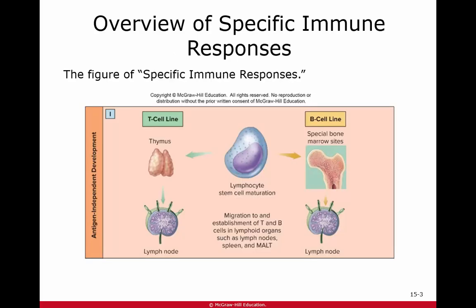This is a figure of specific immune responses, or how the lymphocyte system develops. First, over here on the left is the T cell line, and we've got these in the center. There are lymphocytes, and we have our stem cells there. And both the T cells and the B cells originate from these stem cells. And then they differentiate into either T cells that mature in the thymus and then migrate to the lymph nodes, or into B cells that mature in special bone marrow sites and then migrate to the lymph nodes.